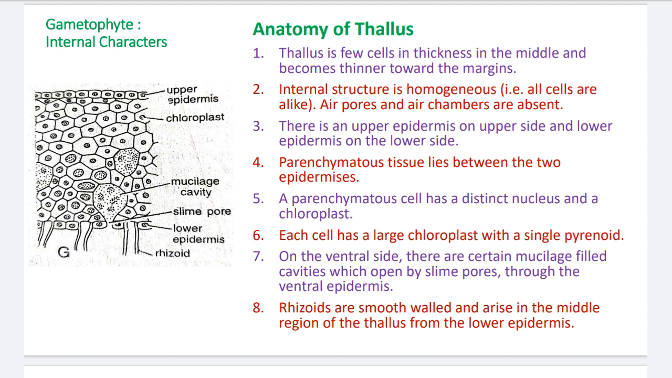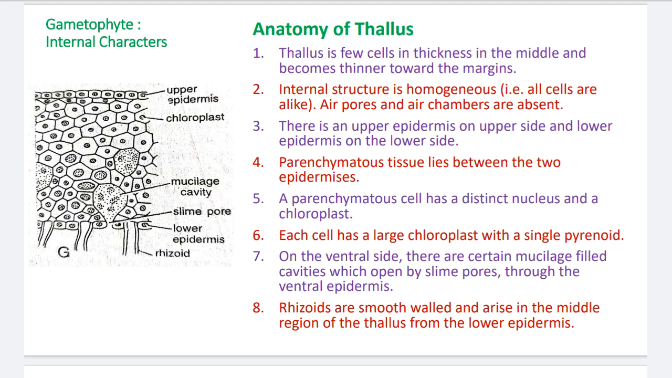Then you will find the internal organization. Point number 1. The thallus is few cells in thickness in the middle and becomes thinner toward the margin. At the center of the thallus, the cells are somewhat thickened, and as you go towards the margin, the cells become thinner. Number 2. Internal structure is homogeneous. Homogeneous means alike. All cells are similar in structure. Air pores and air chambers are absent.